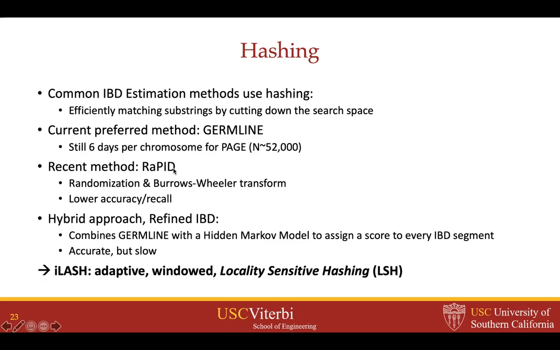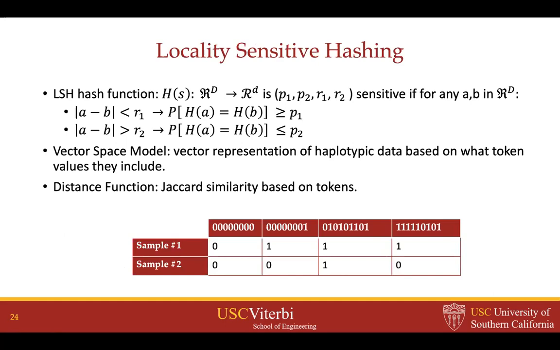There are other more efficient methods that came later, like Rapid, that uses the Burrows-Wheeler transform. Unfortunately, even though it's quite fast, it has low accuracy and recall, at least in non-experiments. And there's another approach called Refined IBD that uses Germline and a hidden Markov model to really find the IBD segments, and it's quite accurate, but it's slow. So our contribution is an algorithm called iLASH that uses locality sensitive hashing to find all these pairs quickly.